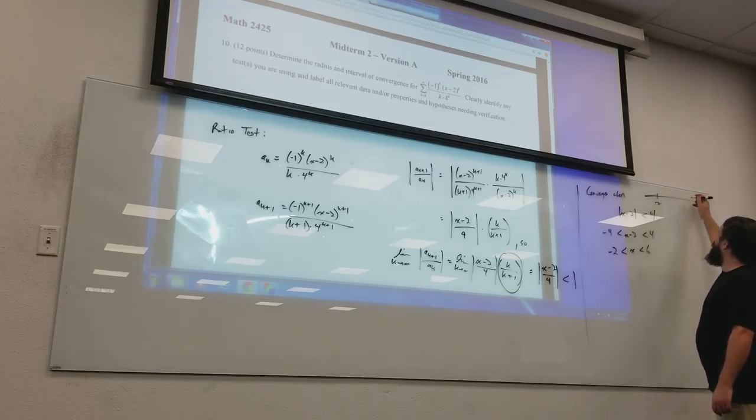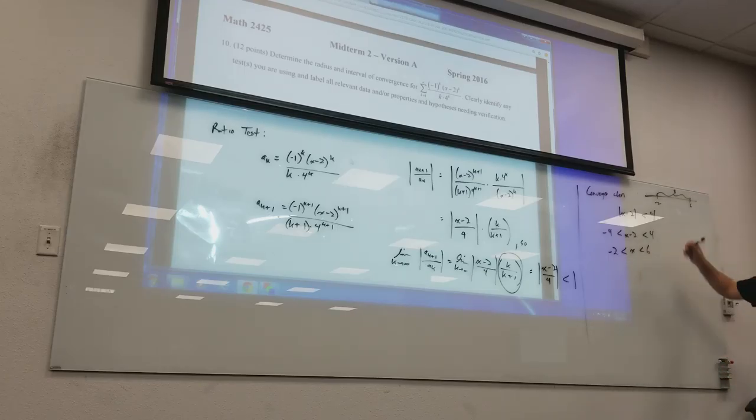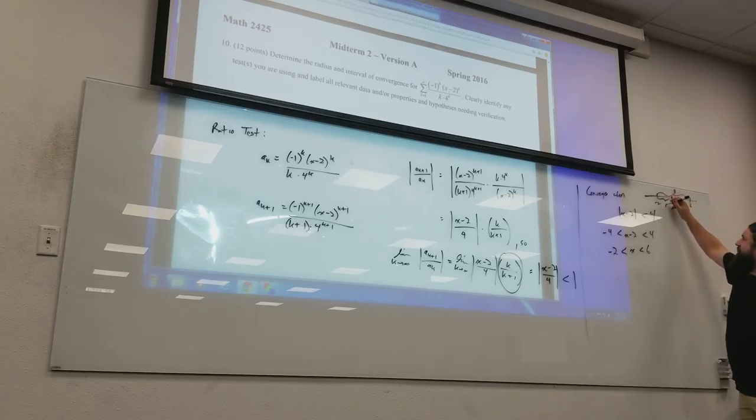So this goes from negative 2 to 6. This distance here is 8, right? So you could call that the diameter of this interval. That's how big it is. So the radius should be half of that. The radius should be 4. So it's always half the length of your interval.